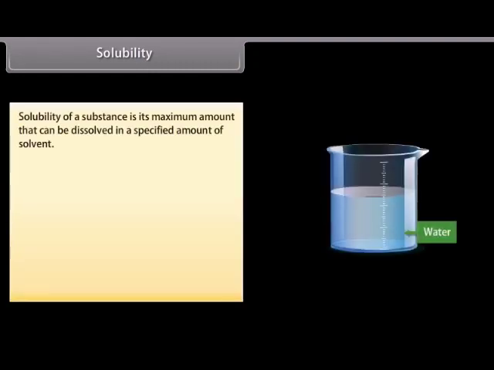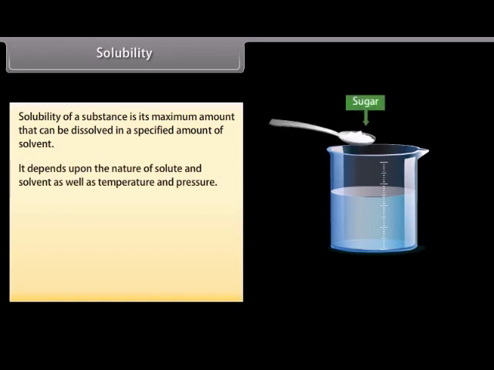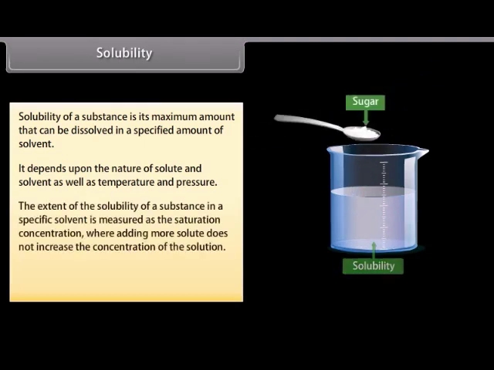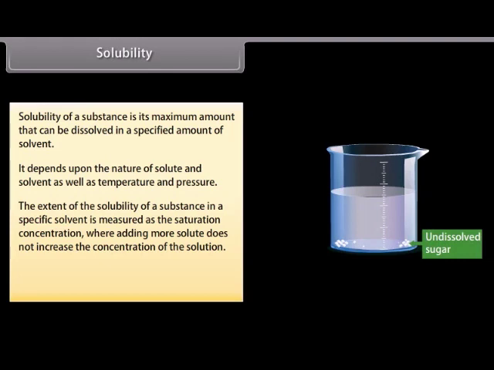Solubility. Solubility of a substance is its maximum amount that can be dissolved in a specific amount of solvent. It depends upon the nature of solute and solvent as well as temperature and pressure. The extent of the solubility of a substance in a specific solvent is measured as the saturation concentration, where adding more solute does not increase the concentration of the solution. We consider the effect of these factors in solution of a solid or a gas in a liquid.